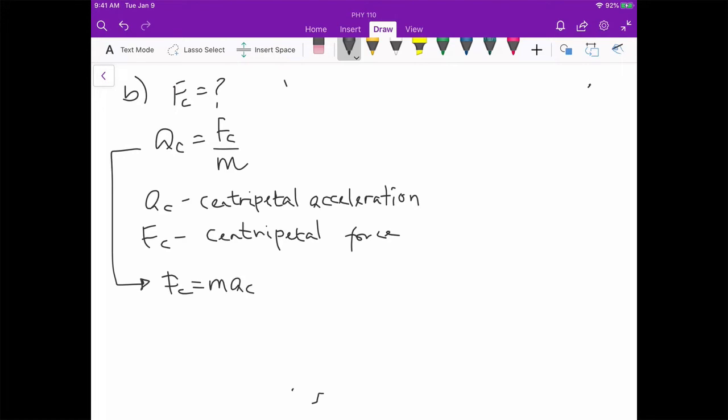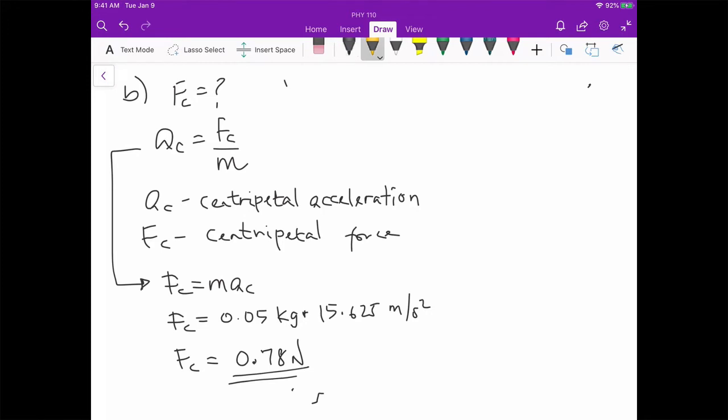Since we already found the centripetal acceleration, we're simply plugging in the numbers: 0.05 kilogram multiplied by 15.625 meter per second squared. So your centripetal force is going to be 0.78 something, two decimal places should be enough, Newton. Okay, so your answer is this.